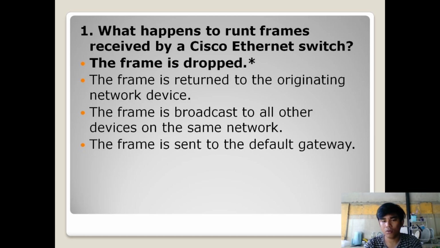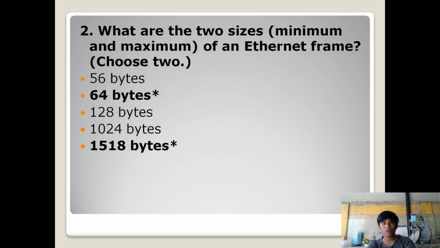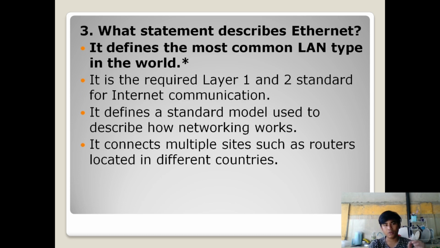So we'll go to chapter 5. First question, what happens to runt frames received by a Cisco Ethernet switch? So my answer is the frame is dropped. What are the two sizes, minimum and maximum, of an Ethernet frame? Choose 2. So there's 64 bytes and 1518 bytes.